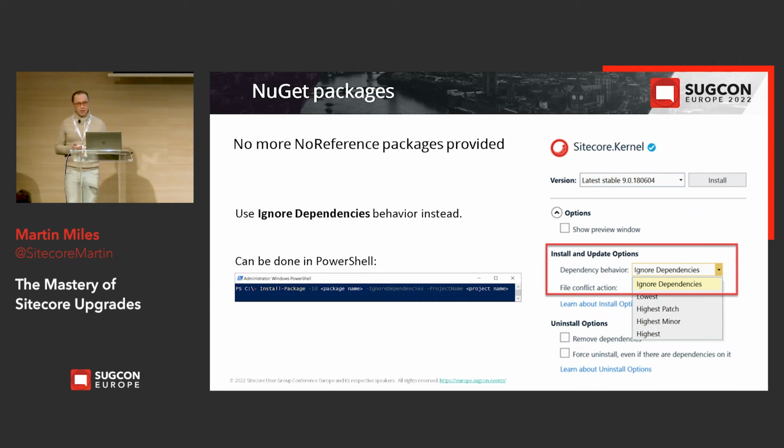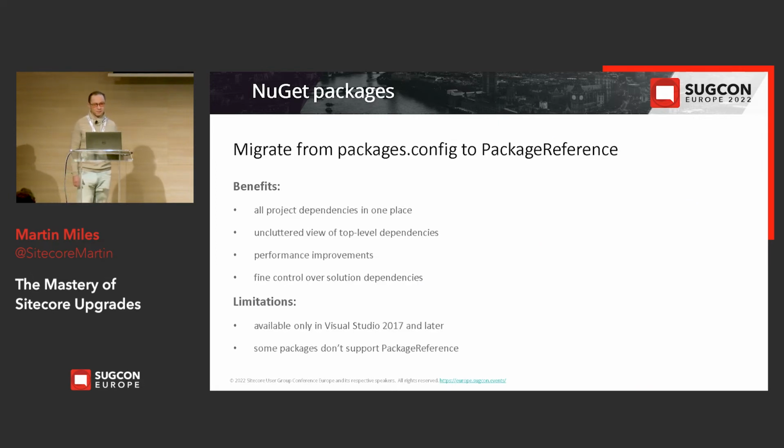So you might know that Sitecore no longer ships no-reference NuGet packages. For example, when installing 10.2 packages, you will get lots of dependencies installed. If you select the one, it's not what we want. The correct way in this case would be using the dependency behavior option of the NuGet package manager. Choosing the dependency behavior to ignore dependencies will only install the package without any of its dependencies. And of course, you can use this from PowerShell. There is a parameter switch available to do exactly the same.